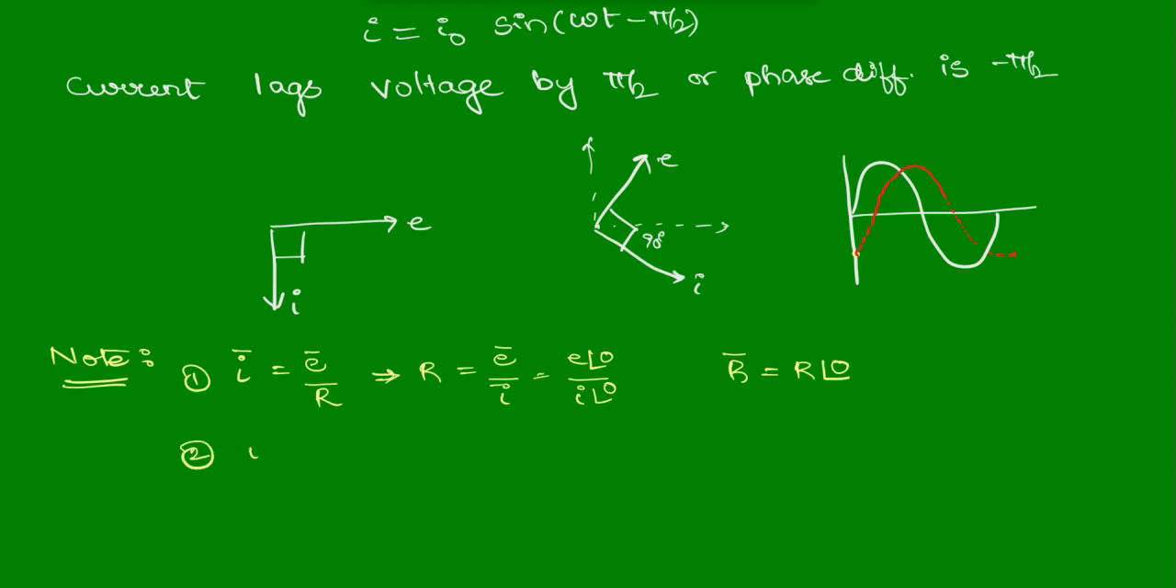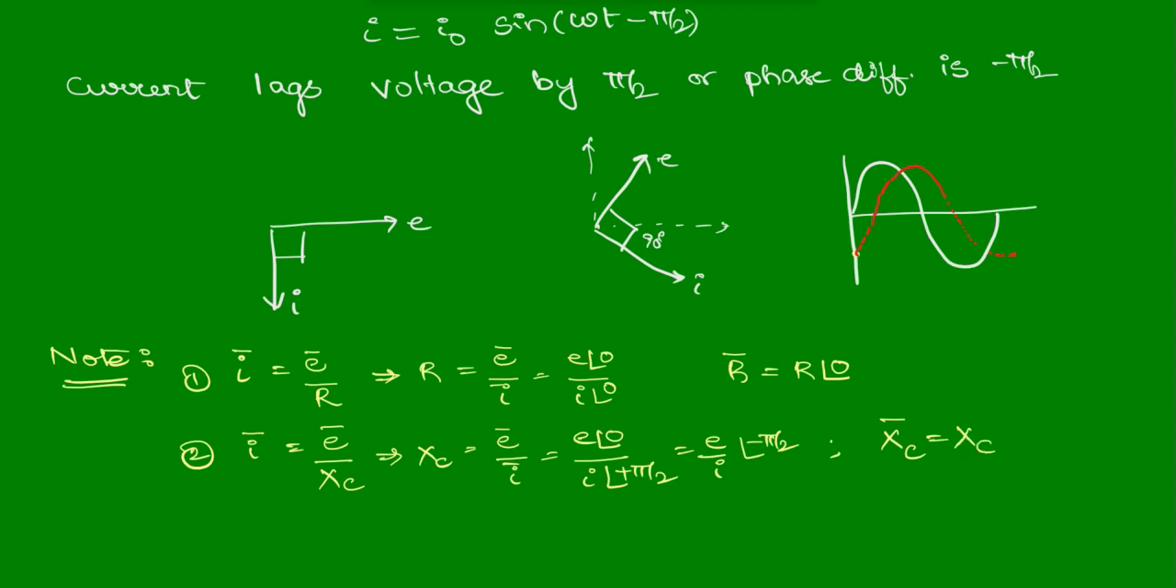And next we observe the capacitive circuit. Current will be equal to voltage by capacitive reactance, or from this Xc will be equal to E bar by I bar, that will be E of 0 by current is leading I of plus pi by 2. So I can write like this: E by I of minus pi by 2. I will bring this pi by 2 to the numerator, that becomes minus pi by 2, so that we can give one point like this: Xc bar will have a phase difference of minus pi by 2.